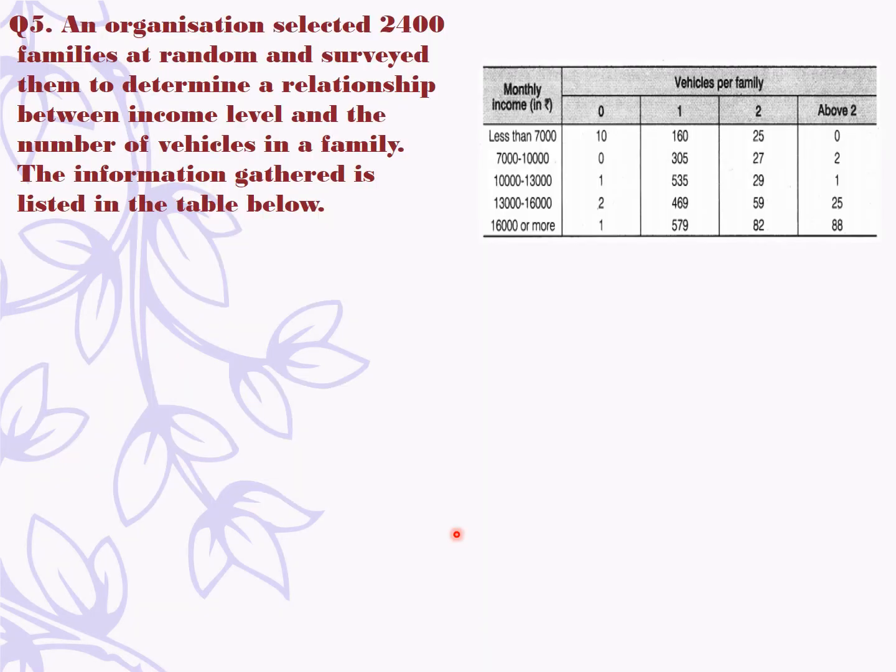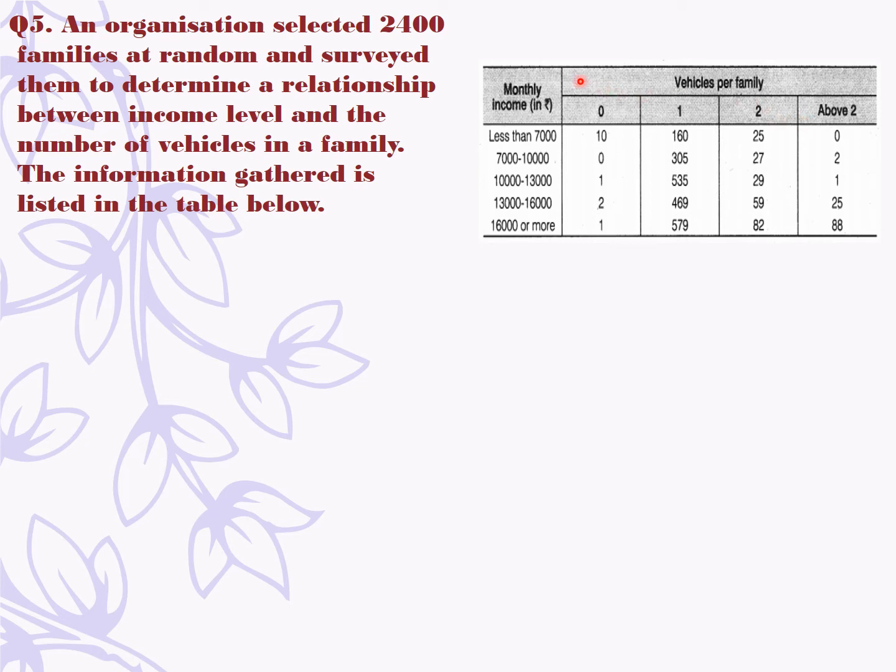Question number 5. An organization selected 2400 families at random and surveyed them to determine a relationship between income level and the number of vehicles in a family. The information gathered is listed in the table. What we can see here are the monthly incomes of the families. A total of 2400 families have been surveyed. These are the different ranges of monthly income, and these are the number of vehicles per family.